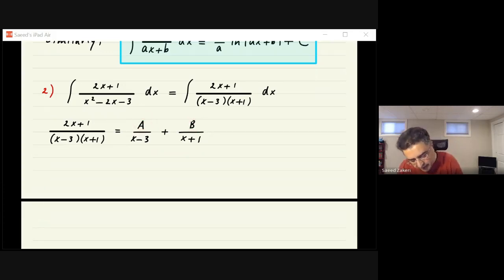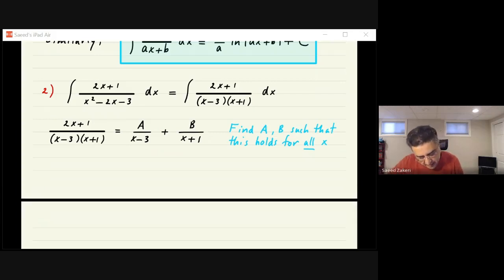So the question is, find A and B. These are two numbers such that this holds for all x. I want to put suitable numbers A and B here such that the left side is equal to the right side for every x. So how can I determine A and B?